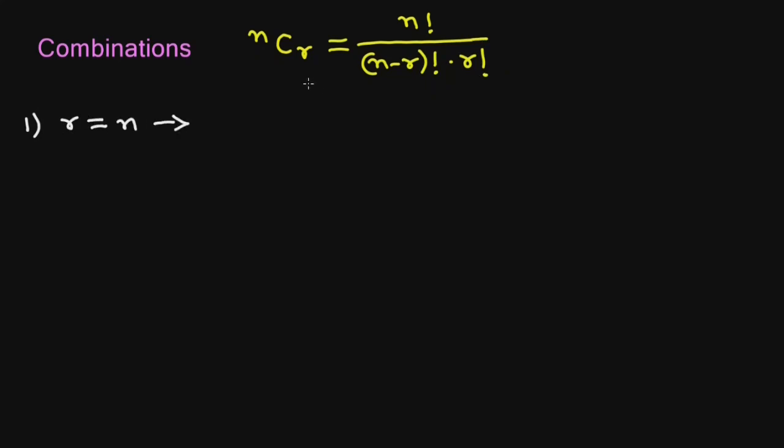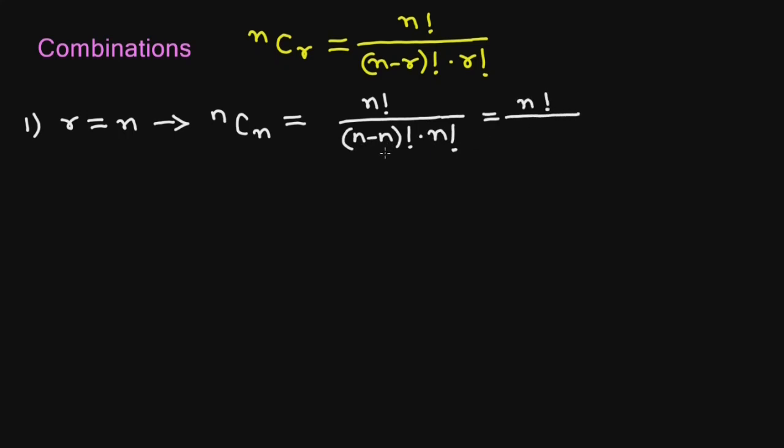Now we will see what happens to the combination formula nCr equals n factorial upon n minus r factorial into r factorial. Number 1, if r equals n, then the formula becomes nCn, which will be n factorial upon n minus n factorial into n factorial, which is n factorial upon 0 factorial, which is 1, into n factorial. Cancelling n factorial, we get nCn equals 1.